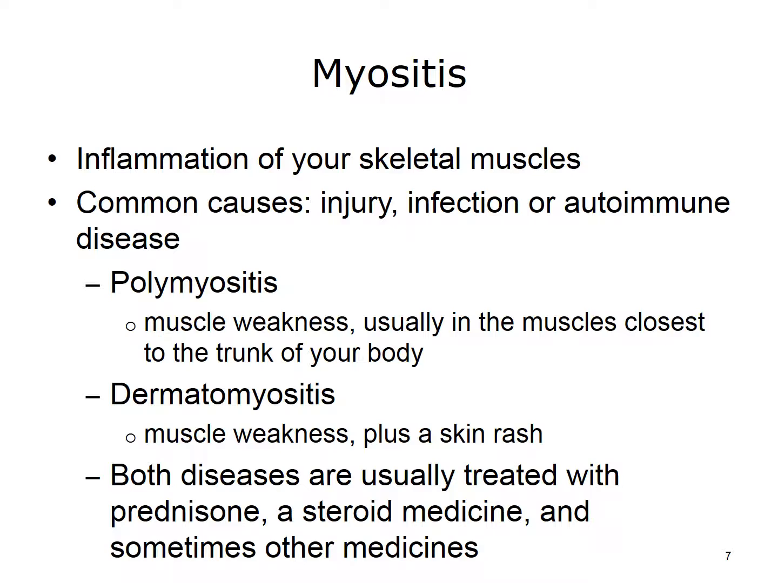Myositis is the inflammation of your skeletal muscles, which are also called the voluntary muscles. These are the muscles you consciously control to help you move your body. An injury, infection, or autoimmune disease can cause myositis. For example, polymyositis causes muscle weakness, usually in the muscles closest to the trunk of your body. Dermatomyositis causes muscle weakness, plus a skin rash. Both diseases are usually treated with prednisone, a steroid medicine, and sometimes other medicines.